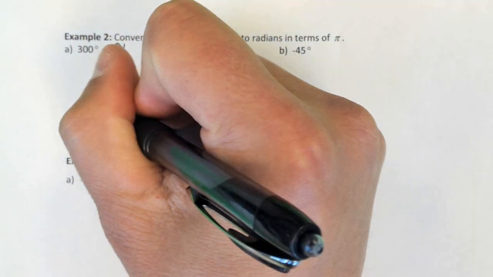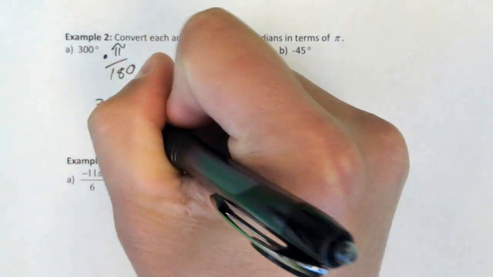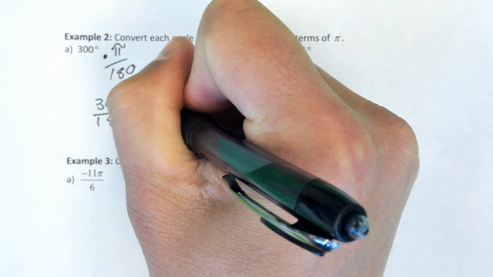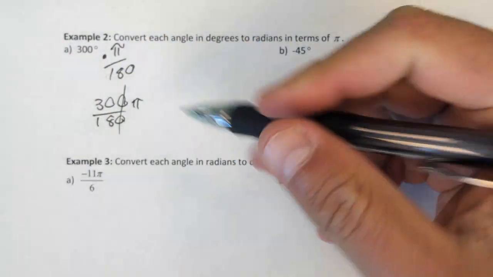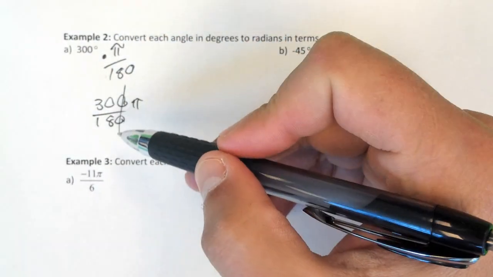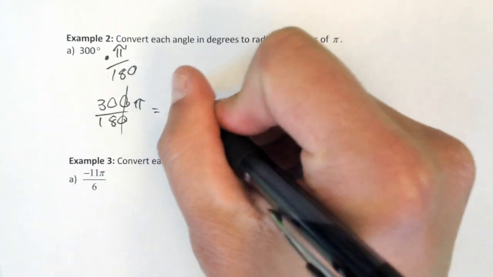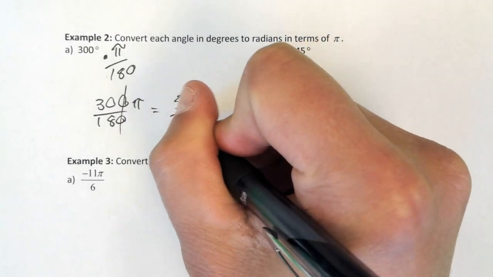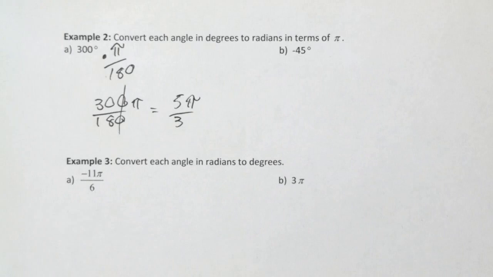So when I multiply, I'm going to have 300 over 180 pi. I can start to cancel my zeros. I have 30 over 18. Keep simplifying, so 5 pi thirds.